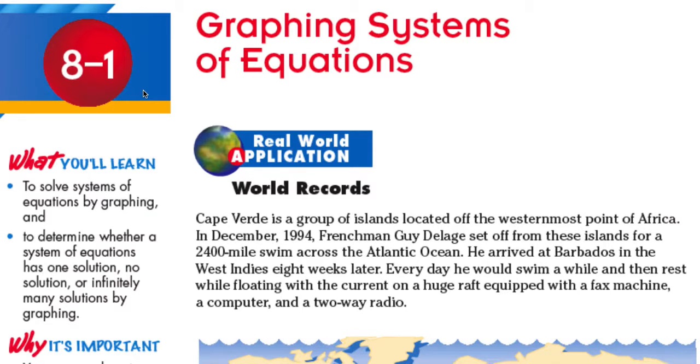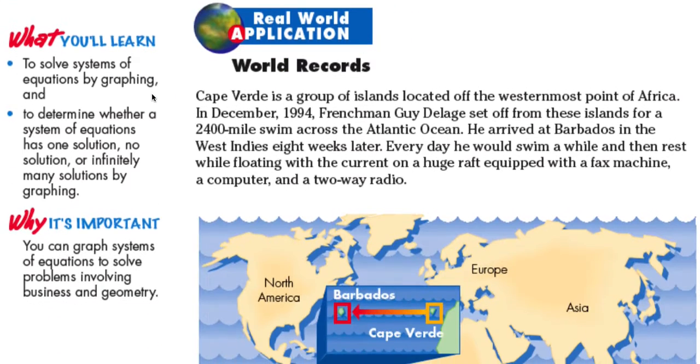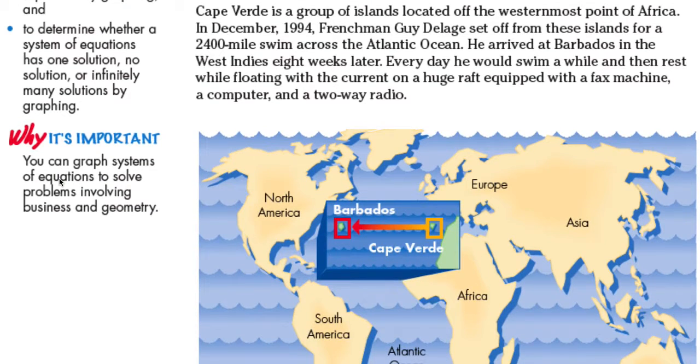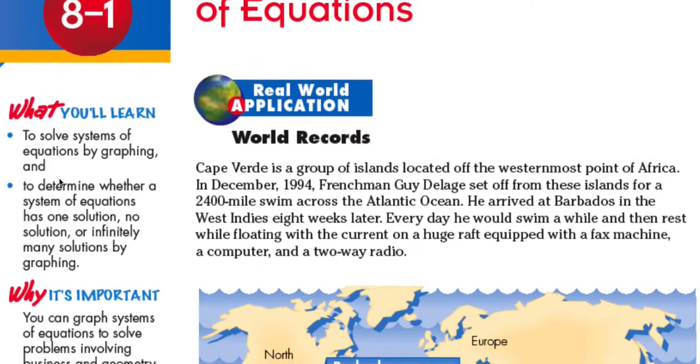Lesson 8-1, and in this lesson we are going to graph systems of equations. Objective of this lesson: to solve systems of equations by graphing and to determine whether a system of equations has one solution, no solution, or infinitely many solutions by graphing. Why is it important? Because you can graph systems of equations to solve problems involving business and geometry.